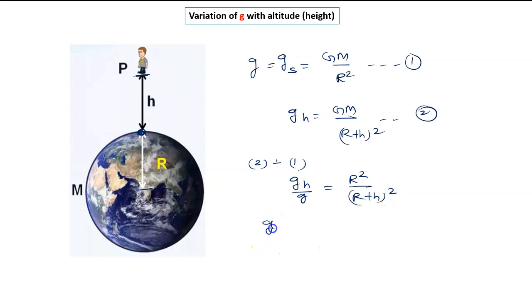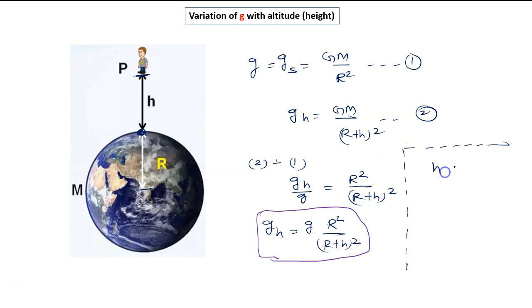So gravity at any height h is written as g R square upon R plus h whole square. This is the expression for gravity at any height h from the earth's surface. Sometimes we can get the situation when the object is very close to the earth's surface, meaning h is less than the radius of the earth. So gravity at any height h is given by g R square.